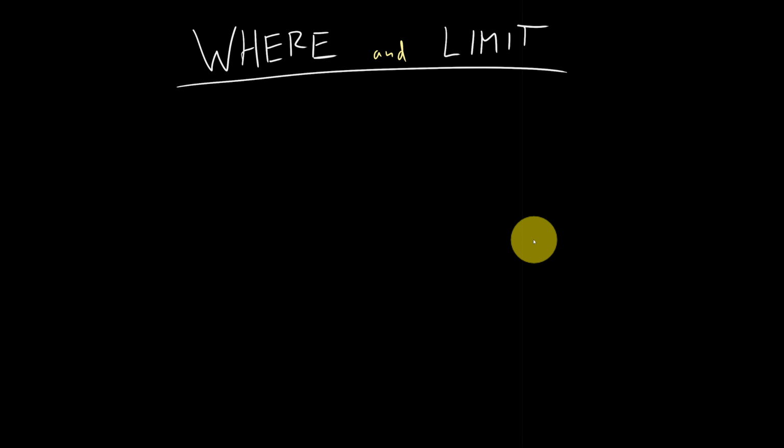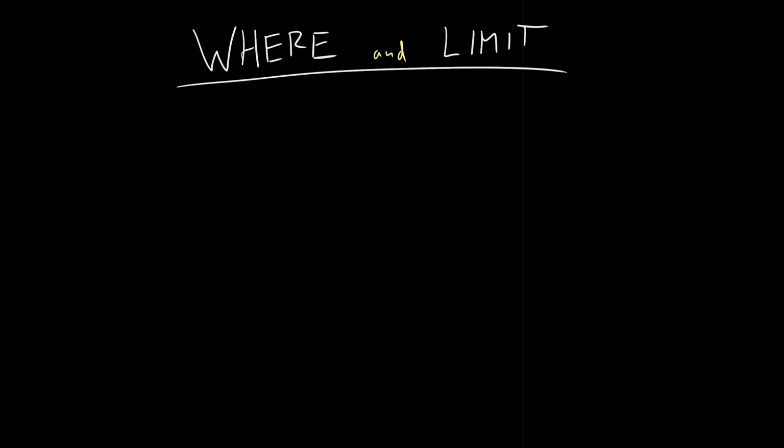Today we're going to talk about two keywords or clauses. We're going to talk about where and limit. They're both in some ways filters or keywords that restrict the number of rows you get in your result. So let's start with limit.